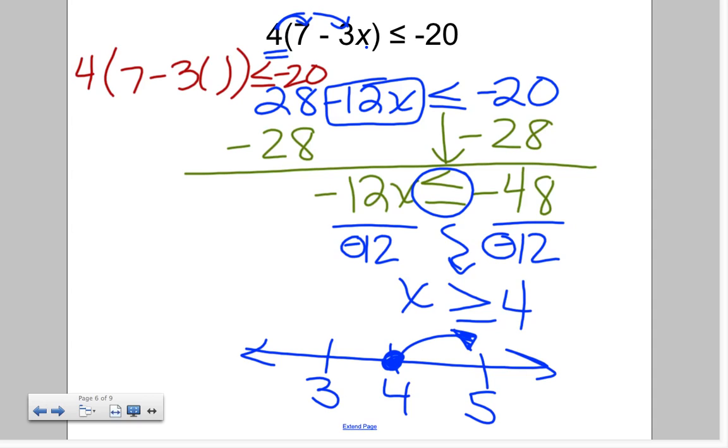And what do you want to plug in for x? Who'd like to? Alexa, what would you plug in? 4. You could plug in 4. Sure.